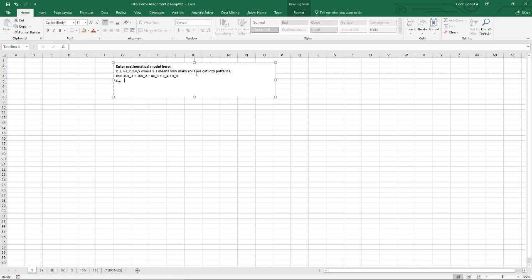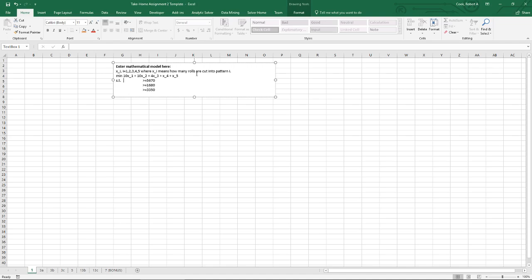Now we need our constraints. Our constraints are simple. All we need to do is meet our demand for our 3 sizes of rolls. So the problem statement tells us that our demands are 5670, 1680 for 15 foot, and 3350 for 30 foot rolls. And so we need to make at least that much of each one.